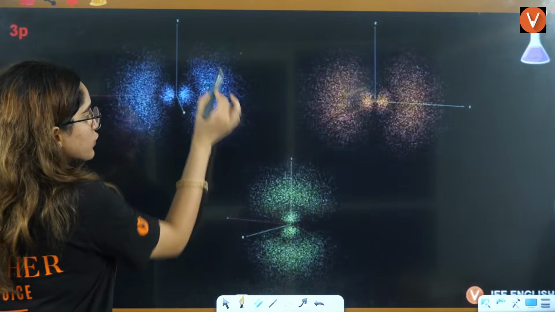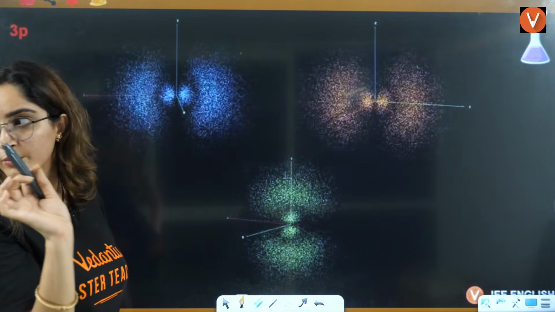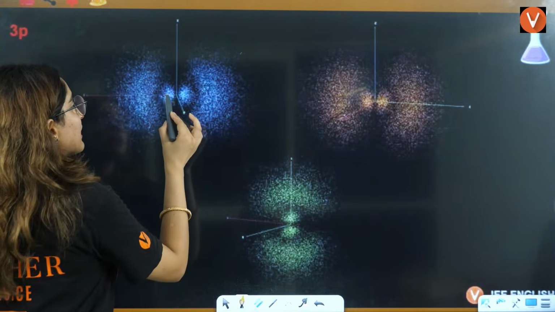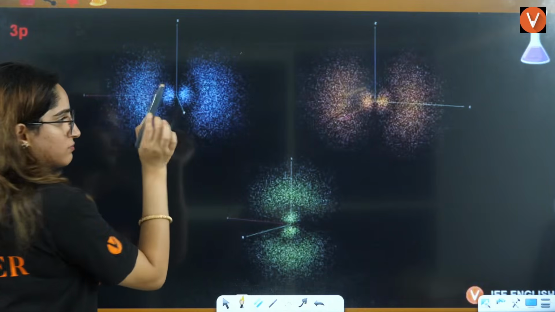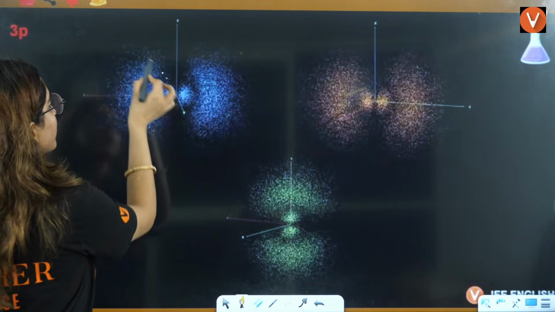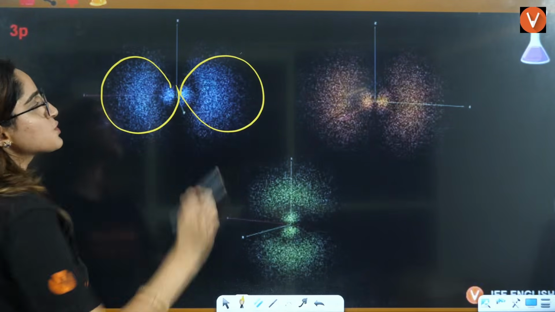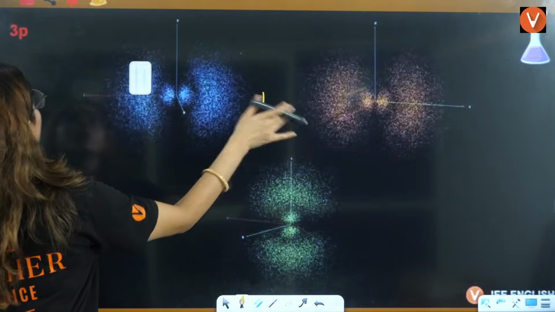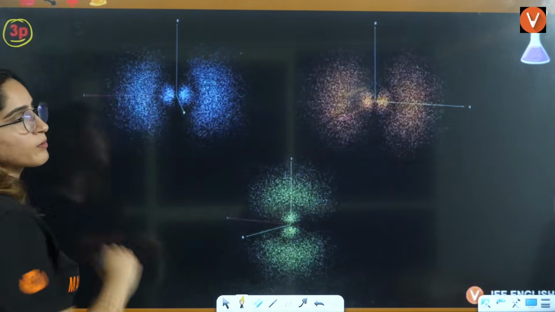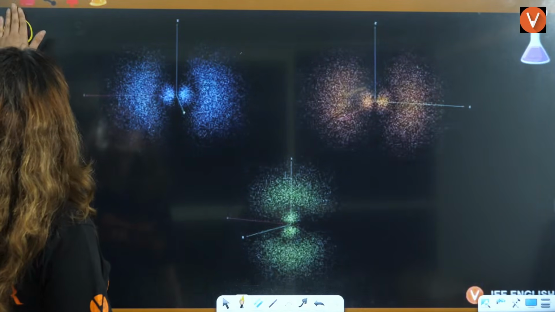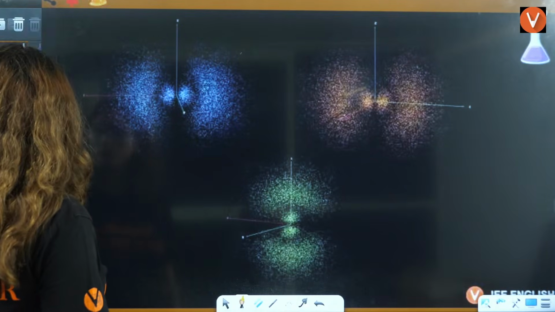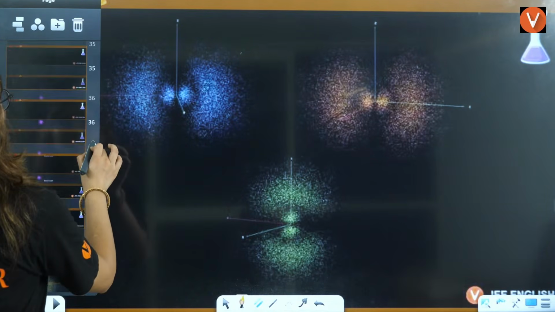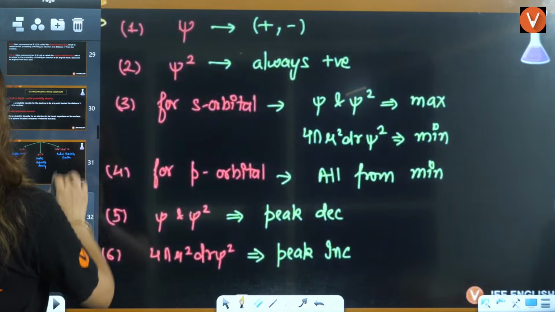This is the best diagram to understand this. Basically, what we learn is that this is p orbital. In reality, this is what is happening in p orbital. This is the diagram of 3p orbital. Okay, this is the diagram of 3p. Acha, I'll tell you also with the help of formulas.